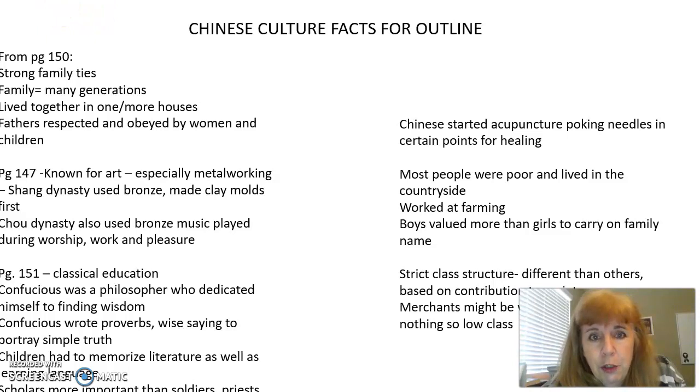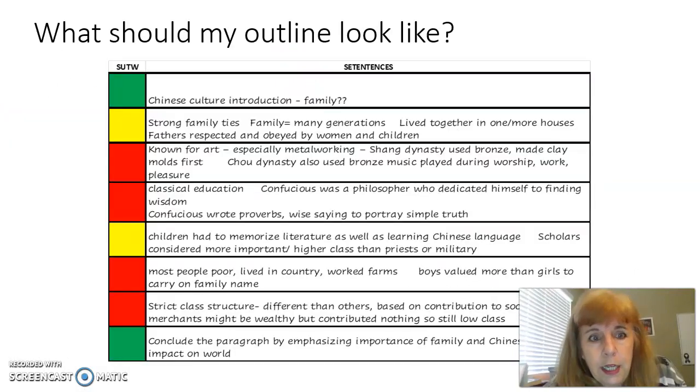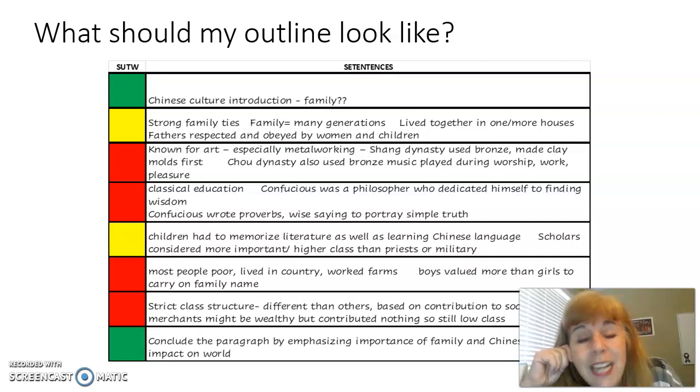Okay. Let me show you what I believe the next slide is, what the outline should look like. Yep, there we go. What should my outline look like? Okay, I stuck all those facts in the outline, whether I think I'm going to use them or not. I put a ton of facts. I don't know exactly what my paragraph's going to look like yet, so better to have too many facts than not enough. So you can see I just stuck them all in there in just kind of random order.